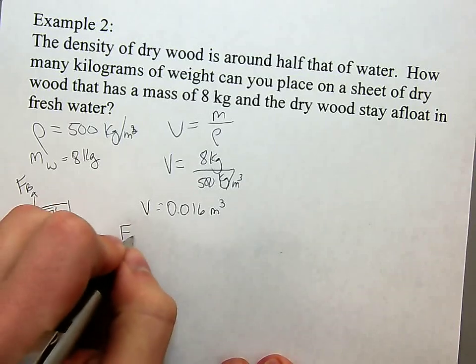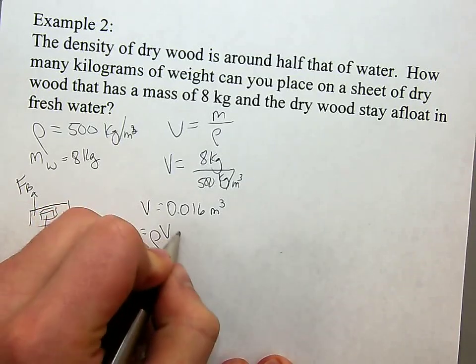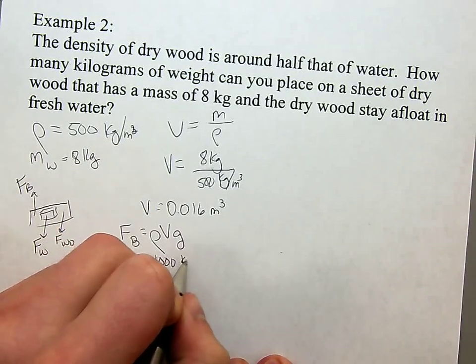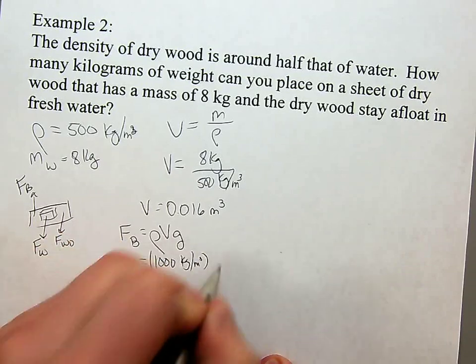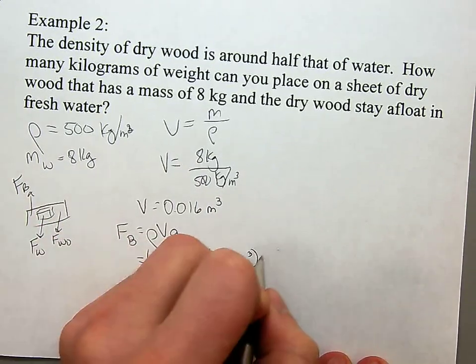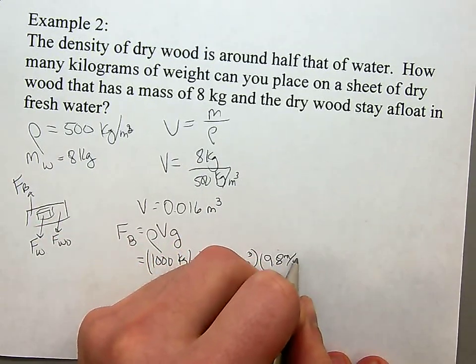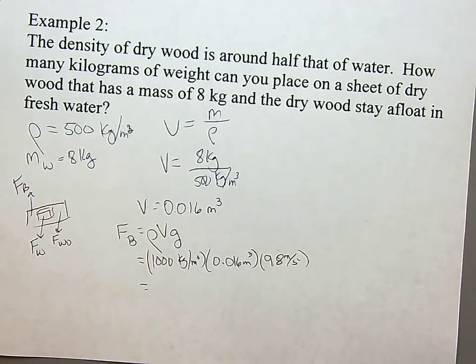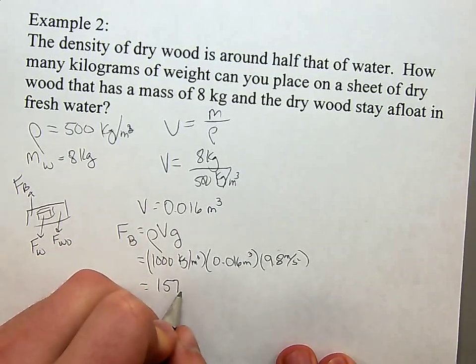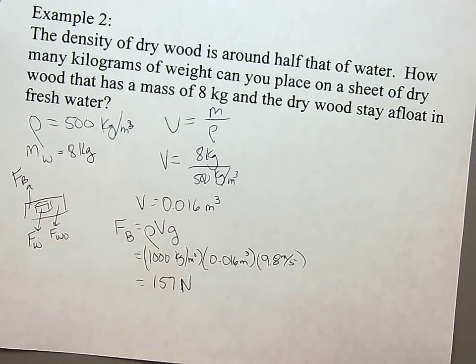Okay, so therefore the force of buoyancy on that wood is going to be rho vg. And so that's going to be equal to 1,000, because it's displacing water, kilograms per meter cubed, times the volume, times the gravity. And so the buoyancy force on a piece of wood that is floating in water is 157 newtons. So that's the buoyancy force. Everybody follow me so far?